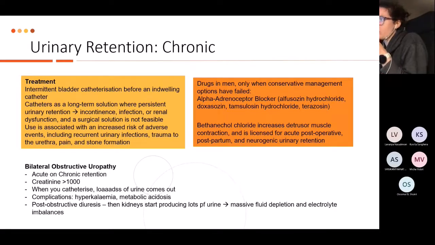In men, sometimes with BPH, you can try other medications like tamsulosin or some of the hormonal medications, but it really depends on the cause as to whether medication works or whether you need to go for catheterization.